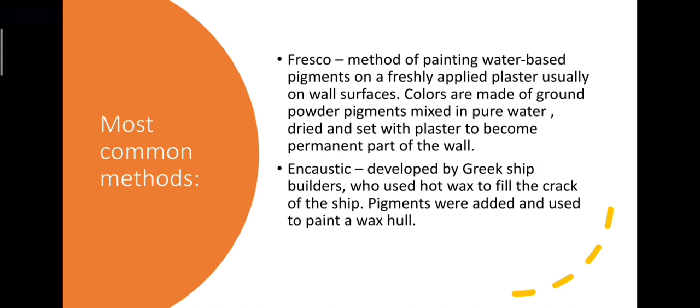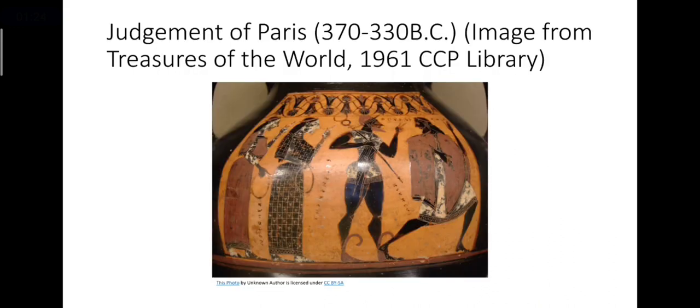The most common method is the fresco method of painting: water-based pigments on freshly applied plaster, usually on wall surfaces. Colors are made of ground powder pigments mixed in pure water, dried and set with plaster to become a permanent part of the wall. Encaustic was developed by Greek shipbuilders, who used hot wax to fill the cracks of ships. Pigments were added and used to paint on wax. An example of painting: Judgment of Paris. Image from Treasures of the World in 1961, CCP Library.